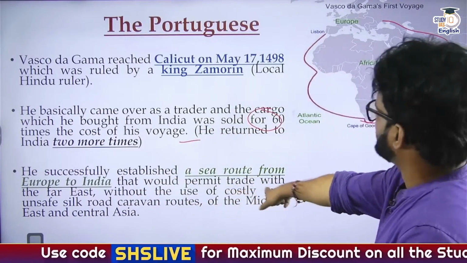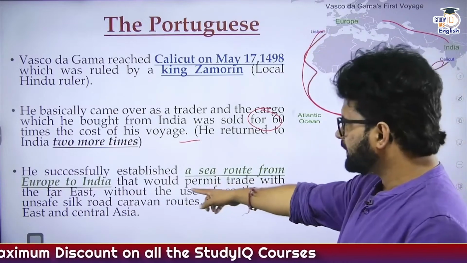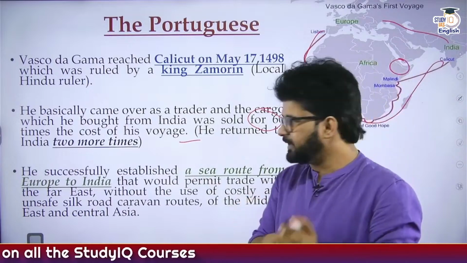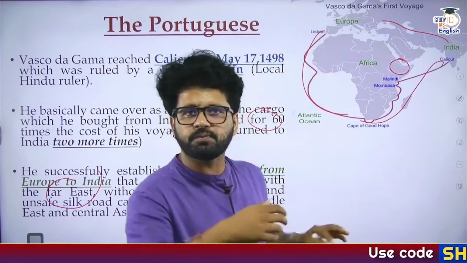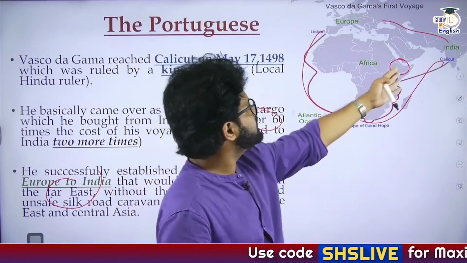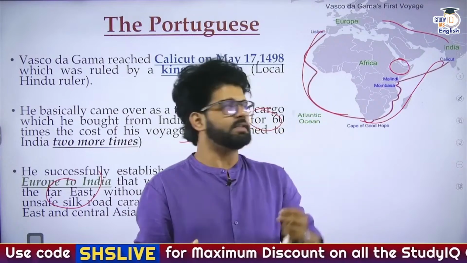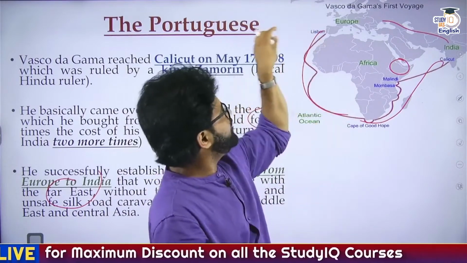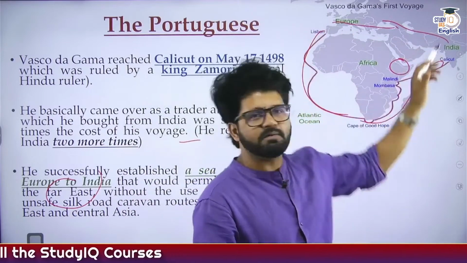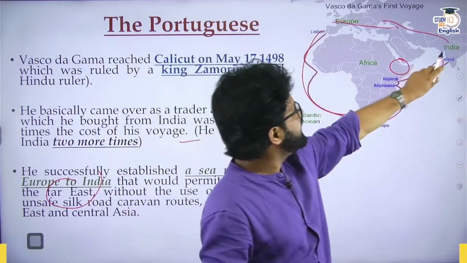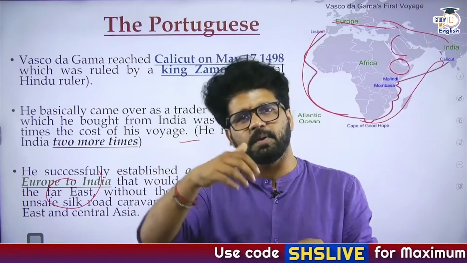He successfully established a sea route from Europe to India that would permit trade with the Far East. Now, there are different terms. Please understand these terms. Far East, Middle East. Sometimes what happens, because we read international relations, we say UAE or Saudi Arabia as Middle East. Dude, that is Western Asia for us. For people who are in the US, that will be Middle East. And Japan will be Far East. But for us, we are in India. That is Western Asia. So don't follow European people or American people in all aspects.